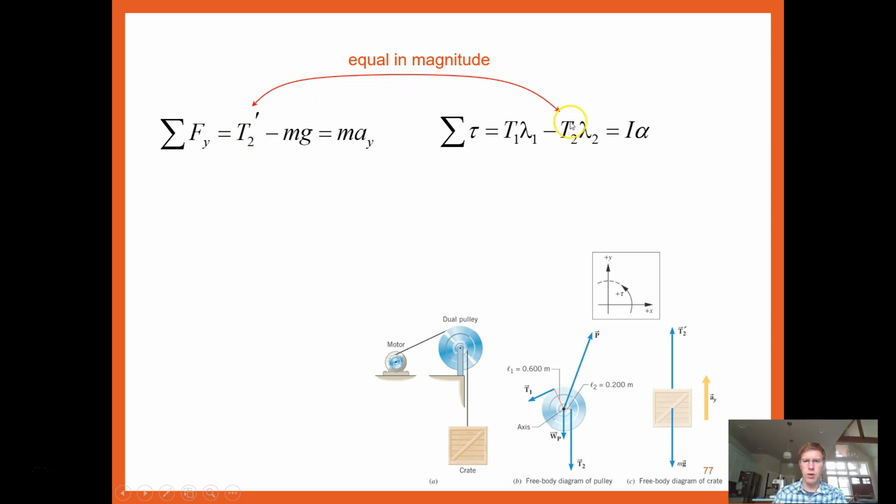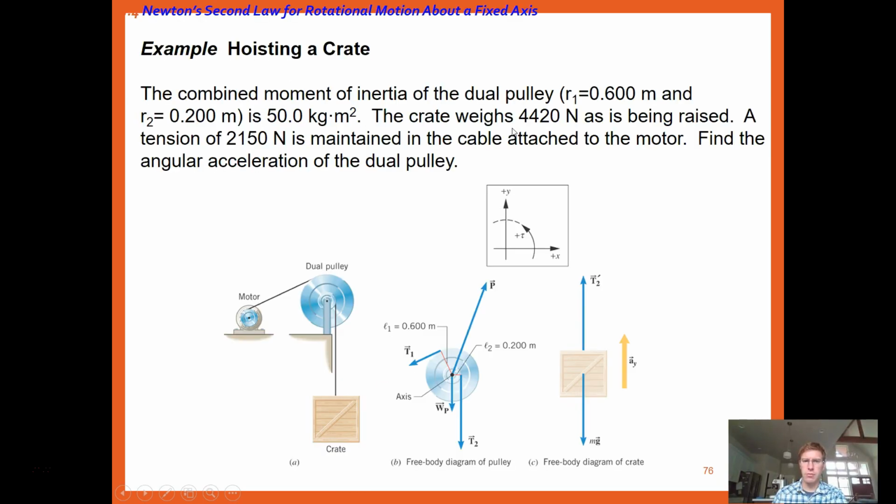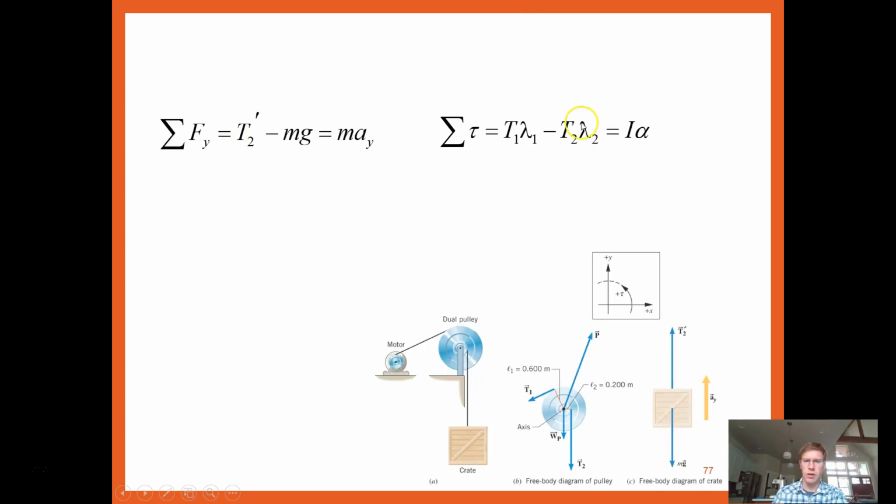So when you first look at this problem, what do you got going on? Well, we know that the two T2s are the same value, but we don't know what T2 is, do we? Some people just want to say it's equal to the weight of the crate. Not true, right? T2 equals the weight of the crate plus ma. So we don't know T2, but we do know these are the same. T1 we are given, right? If we flip back to the problem statement, T1 is, boom, 2,150. So we know T1, we don't know T2.